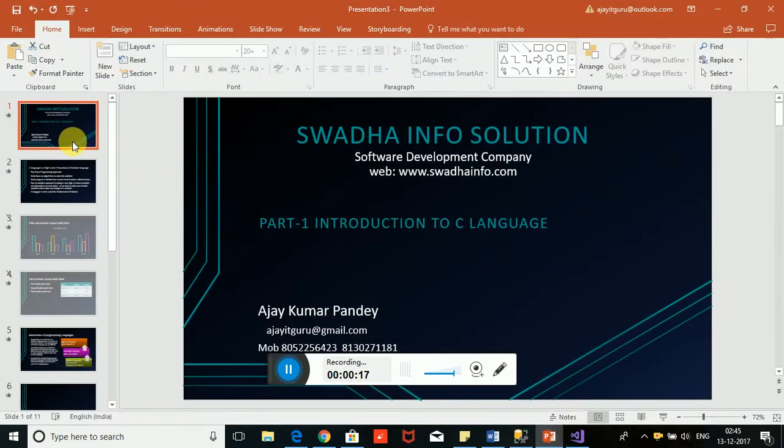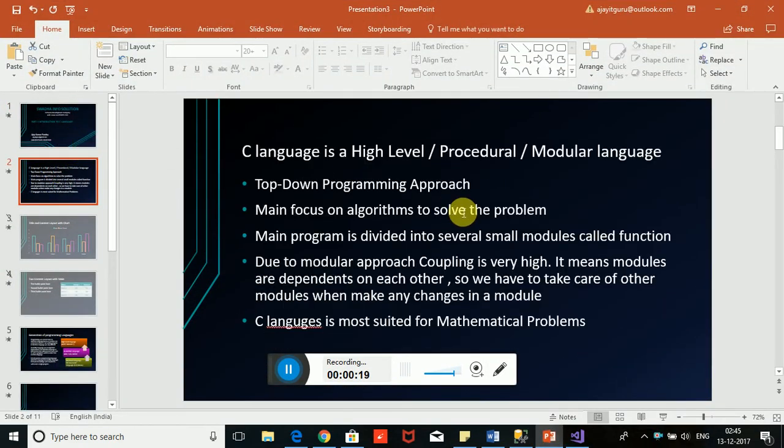So first, what is C language? C language is a high level language. It is also known as procedural language and it is also referred to as modular language. It follows a top-down programming approach and the main focus is on the algorithm to solve the problem. The main program is divided into several small modules called functions.